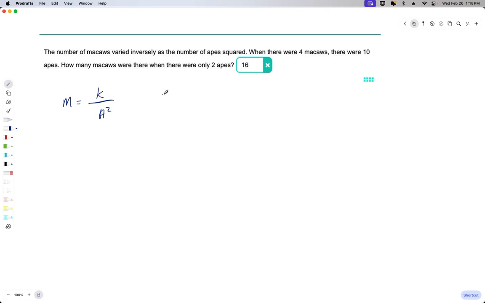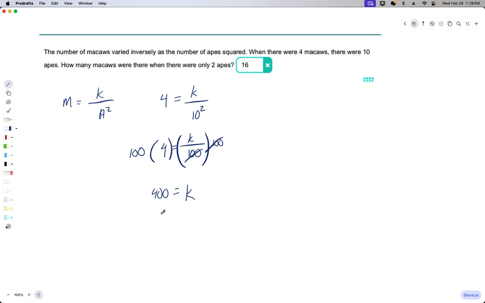When there were 4 macaws, there were 10 apes. How many macaws were there? This is the next part, after we find the answer. So what we're going to do is go ahead and do this calculation. 4 is equal to k divided by 100. We know how to get rid of that. We multiply everything by 100 on both sides. So 400 is equal to k, because this cancels and this is 400.